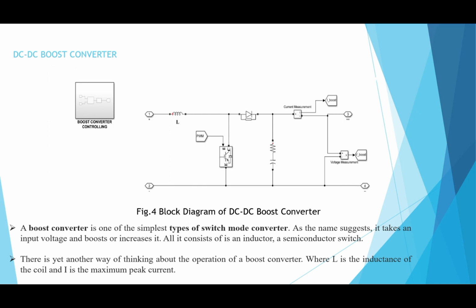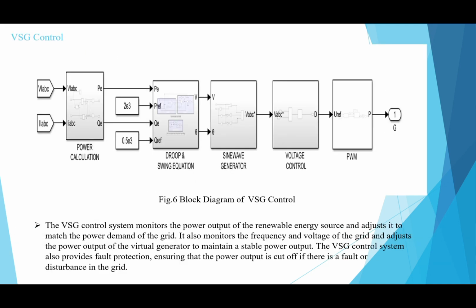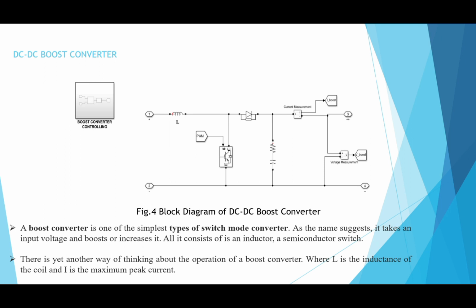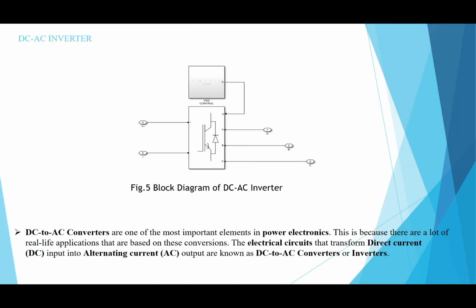The boost converter is one of the simplest types of switch mode converter. As the name suggests, it takes an input voltage and boosts or increases it. All it consists of is an inductor and a semiconductor switch. There is yet another way of thinking about the operation of a boost converter, where L is the inductance of the coil and I is the maximum peak current.